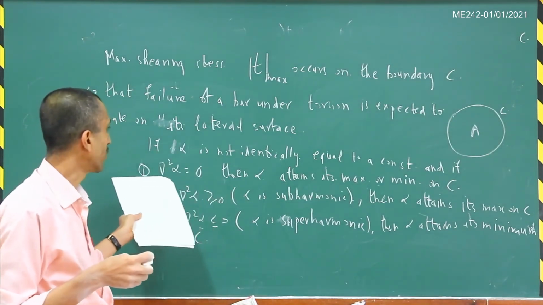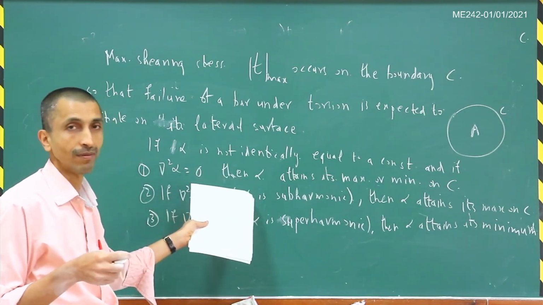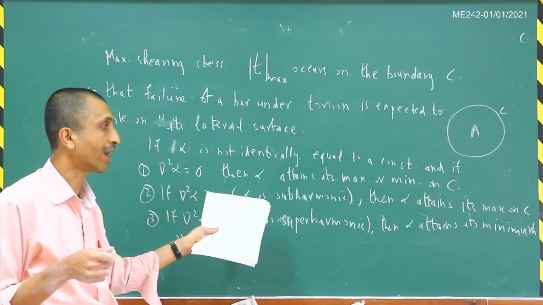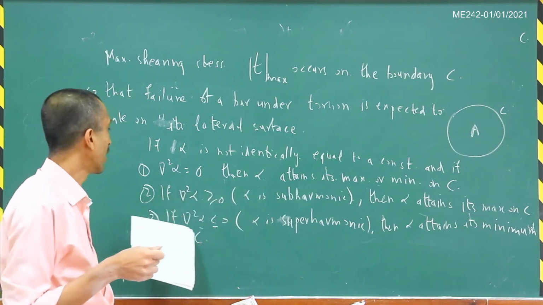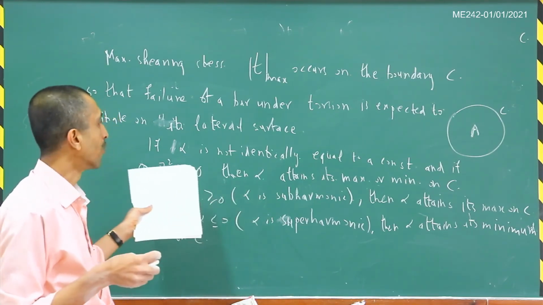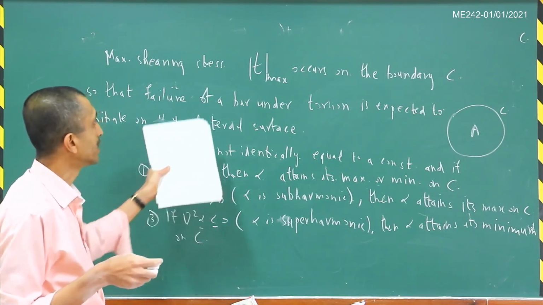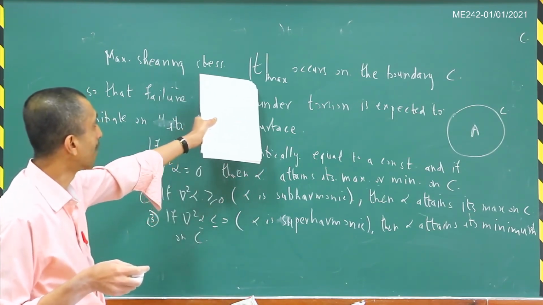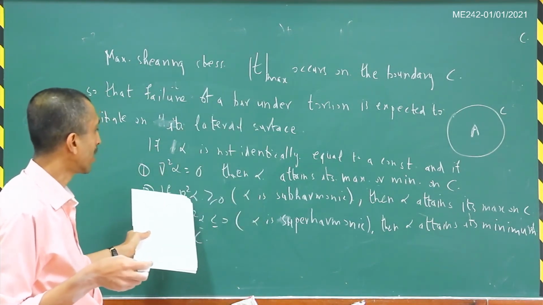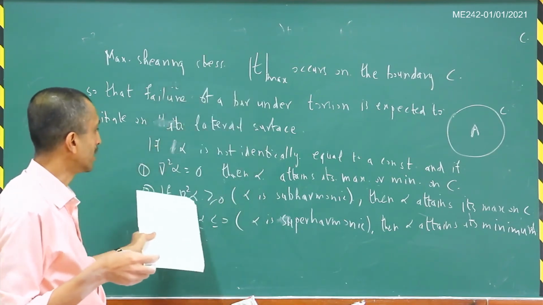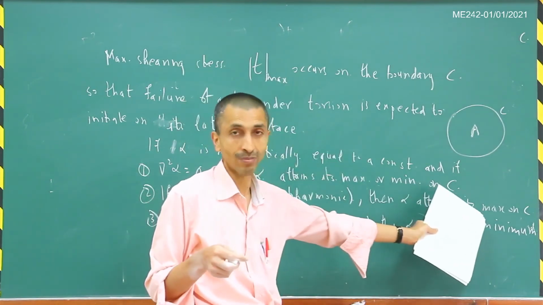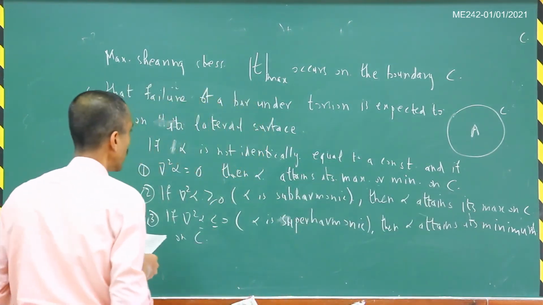That if del square phi is 0, then phi attains its maximum or minimum on C. If del square phi is greater than or equal to 0, then phi attains its maximum on C. And if del square phi is less than or equal to 0, then phi attains its minimum on C. So basically what we are going to show is that this T max is a subharmonic function, right? So that means del square of T is greater than or equal to 0, and hence this T attains its maximum on C. So that is what we will now show.